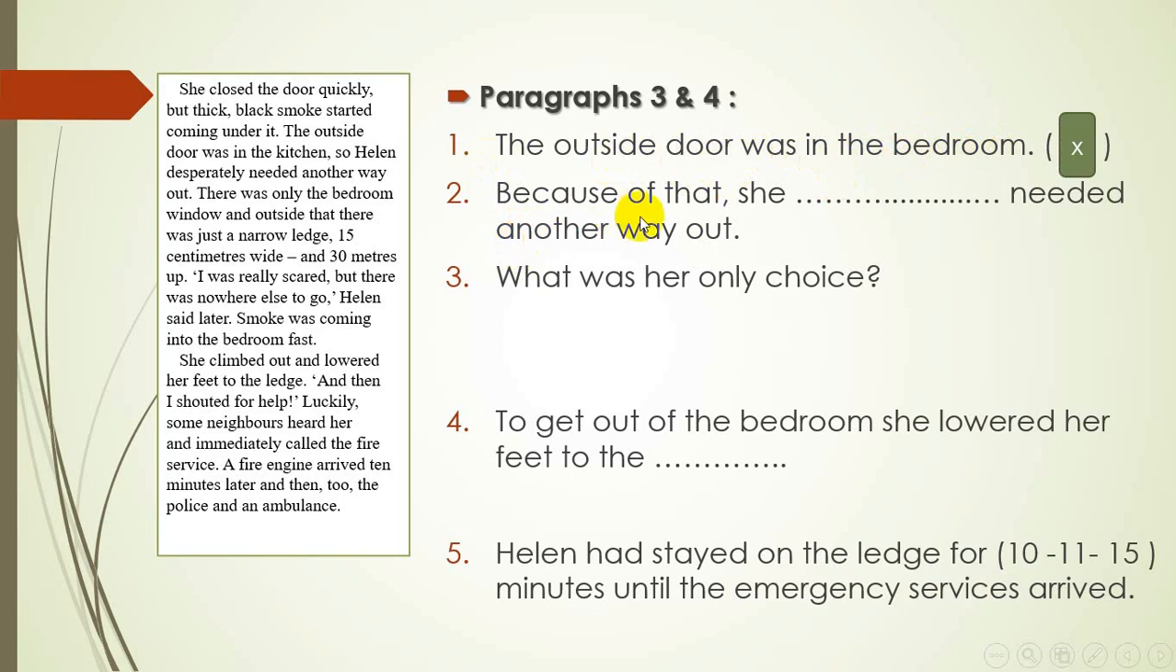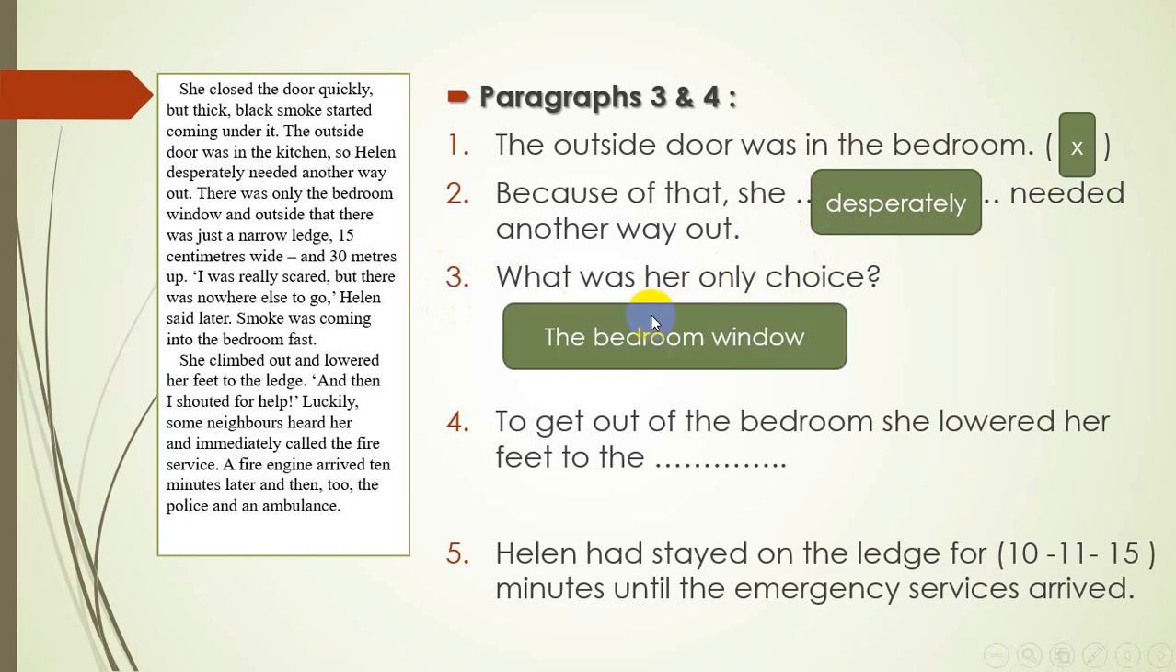Question 2. Because of that, she used just one word to complete the sentence. She needed another way out. She desperately looked for another way out. Number 3. What was her only choice? The bedroom window.